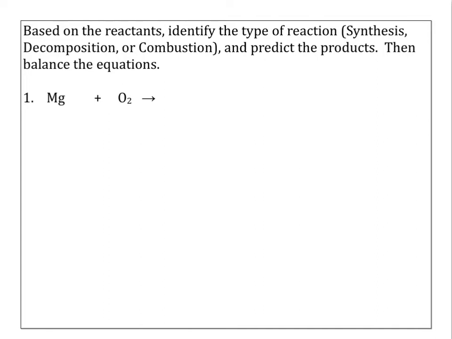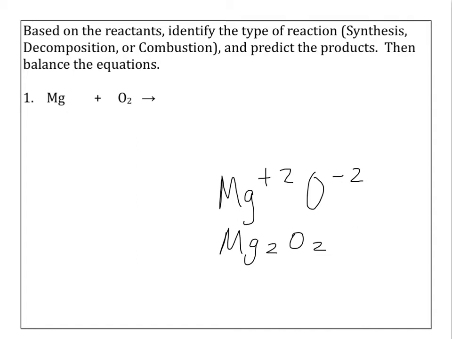We're just going to do very simple synthesis reactions where we take the elements and combine them together to make a compound. This is a metal and a nonmetal, so we're going to write the chemical formula for this ionic compound. Remember that magnesium has a +2 charge and oxygen has a -2 charge. And when we crisscross these charges, we get Mg2O2, but we can reduce or simplify these subscripts to get a simpler ratio. So for our product, we will write MgO.